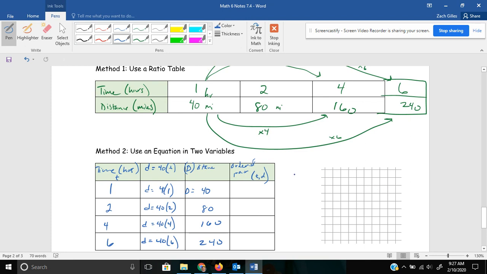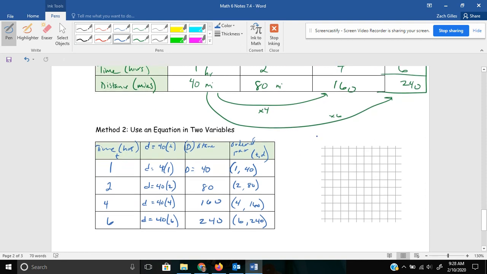Now I'll just use that as an ordered pair. So for every 1 hour, I'd go 40 miles. For every 2 hours, I'd go 80 miles. If I was on for 4 hours, I'd go 160 miles. You're hopefully picking up on the trend here. All right? If you look up here, these are my ordered pairs in the ratio table, similar to how I did it in my table down below. Now I'll just graph that.